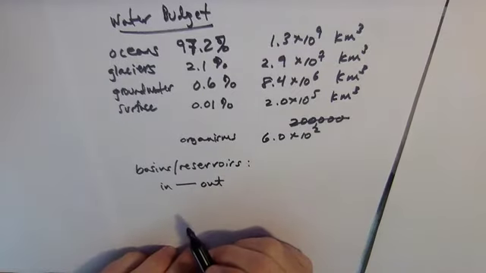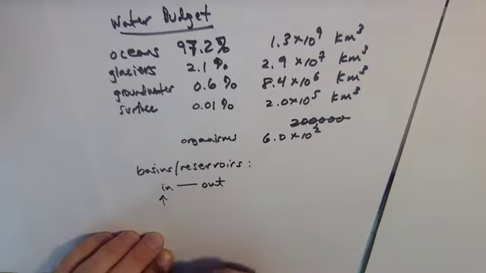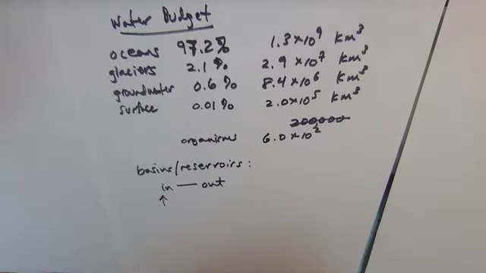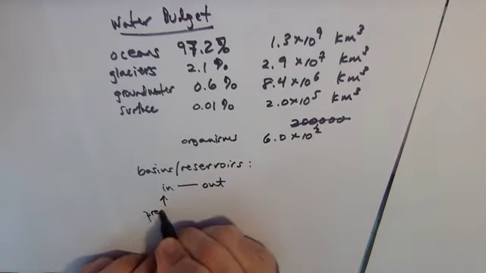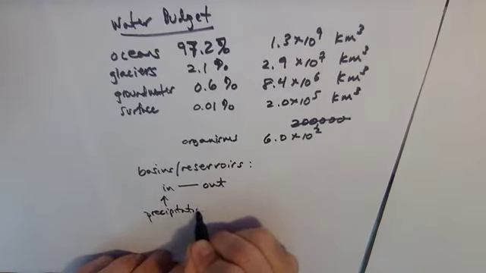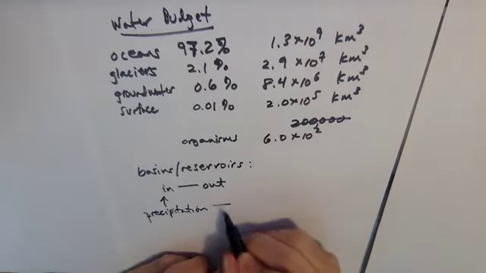So let's think a little bit about how water gets into a basin. How does water get into a watershed, for example? It's pretty straightforward. There's only one way in, and that's through precipitation. The water has to be evaporated from somewhere, carried through the atmosphere, condense, and fall as rain, sleet, snow, or hail. How does the water get out, however? That's a little bit more interesting.